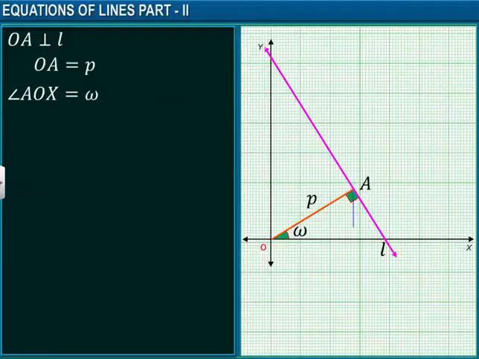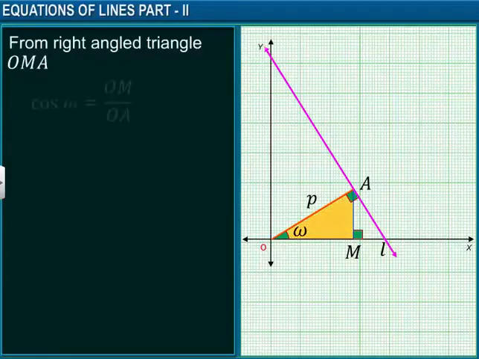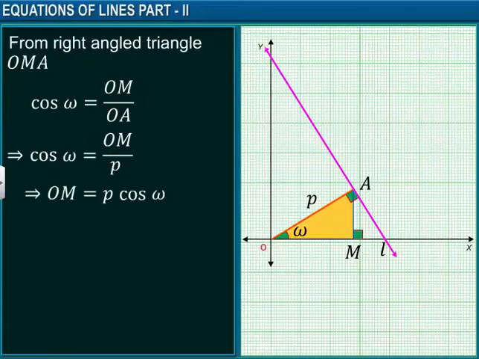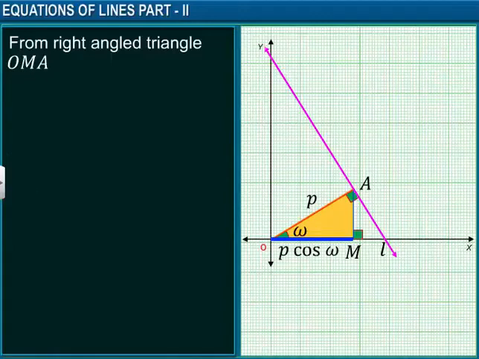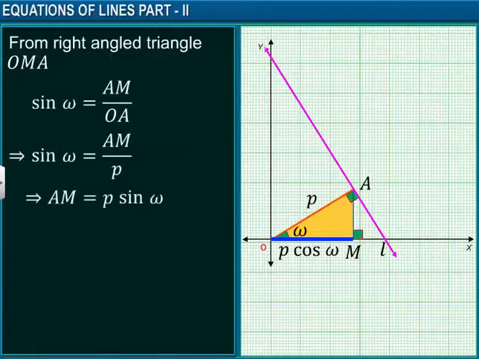Let us draw a perpendicular AM from point A to the x-axis. In the figure, note that distance OM represents the x-coordinate and distance AM represents the y-coordinate of point A. Let us find the values of OM and AM to get the coordinates of point A that lies on the given line. From right-angled triangle OMA, distance OM is equal to P into cos omega, and distance AM is equal to P into sin omega. Thus we get the coordinates of point A as P cos omega and P sin omega. Note that for the given values of P and omega, the coordinates of point A will remain the same no matter the quadrant in which line L lies.